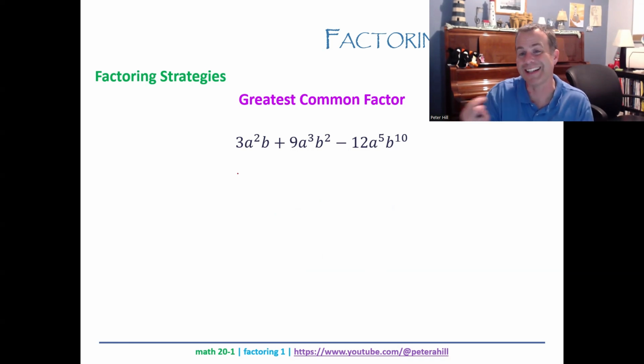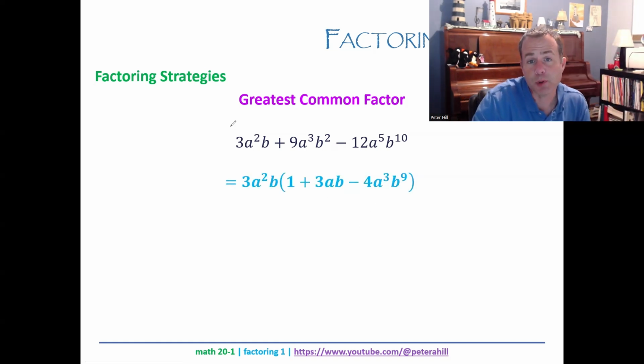From a 3, a 9, and a negative 12, I could take out a 3. From a squared, a cubed, and a to the 5, what's common there is a squared. There's at least two a's common to everything. And then I've got a b squared, and a b to the 10. So there'd be one b that's common to everything. So greatest common factor is going to be 3a squared b. 3a squared b is what I'll take out, put it in the front.